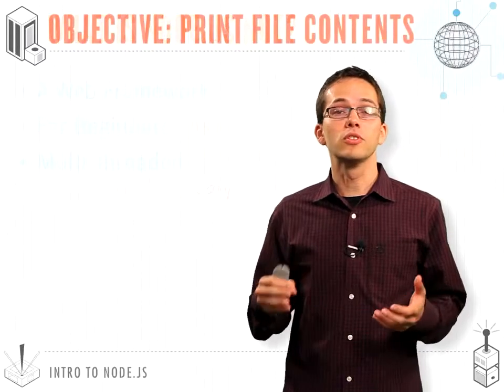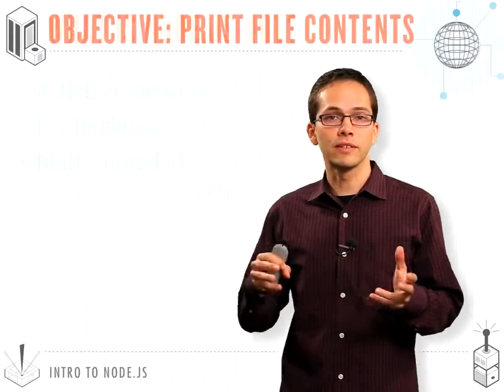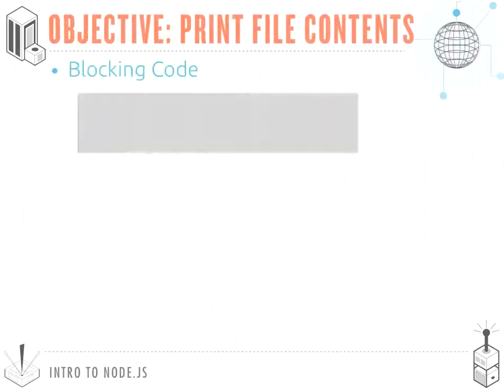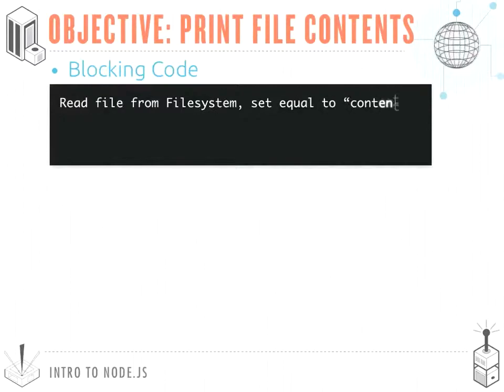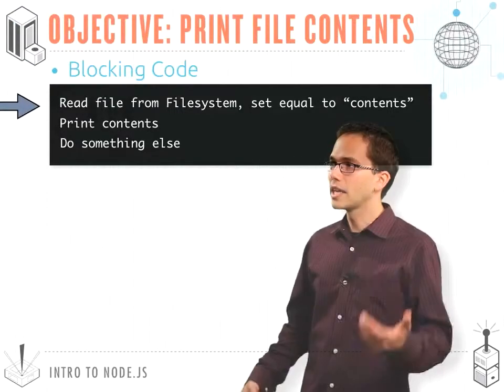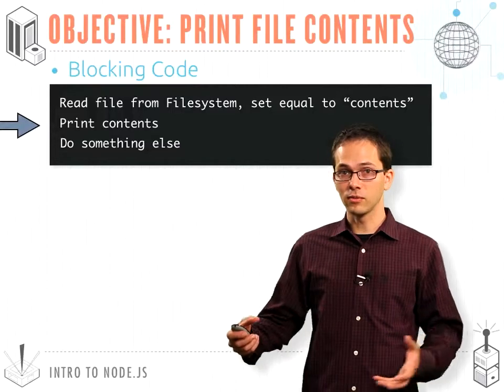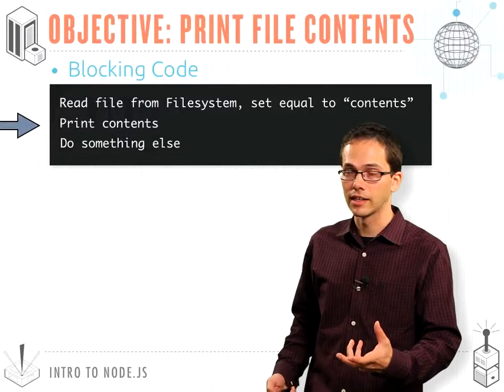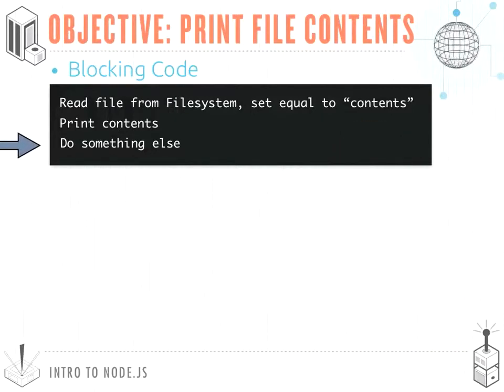Before we get into some actual Node code, we need to make sure everybody knows the difference between blocking code and non-blocking code. So here's some pseudocode to print some file contents. First, we want to read the file from the file system, set it equal to the contents variable, print the contents variable, and then do something else. So if we think about how this code executes, first, we read from the file system. We can't actually print out the contents until we've read all of the contents from the file, so it's kind of blocking here. And then, obviously, we can do something else.